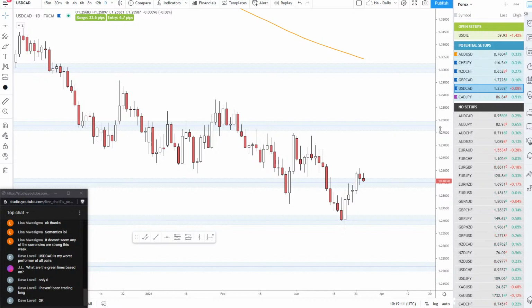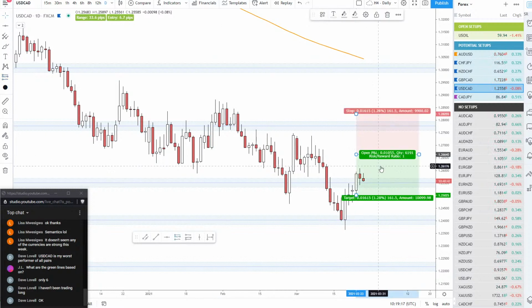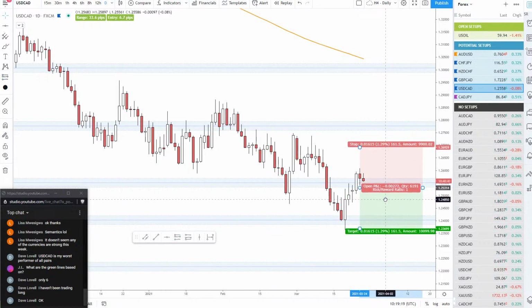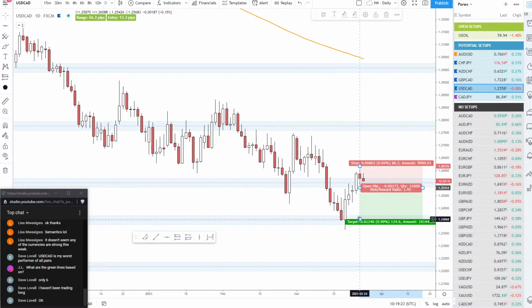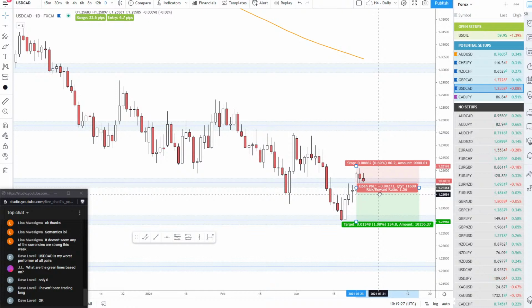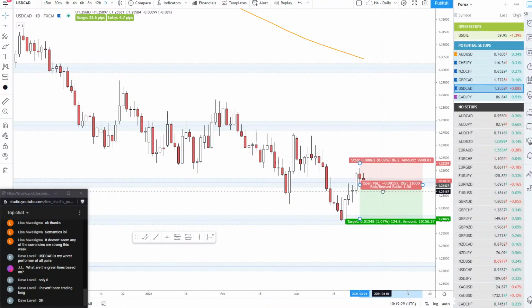Anyway, open to taking this short trade here. This could be entered today. I'm open to taking this short trade. Risk to reward ratio is not fantastic. Could enter on a bit of a pullback.